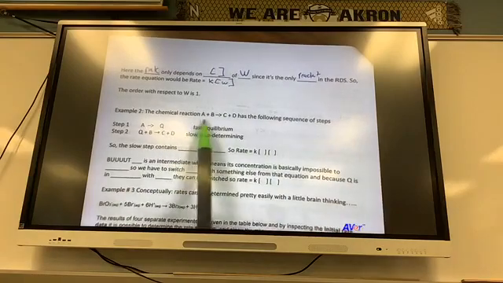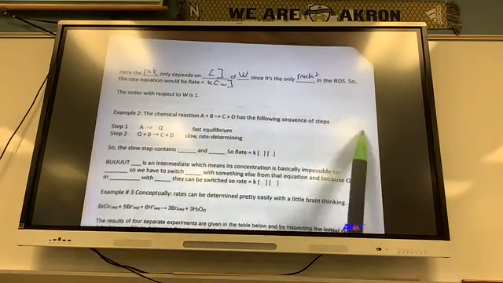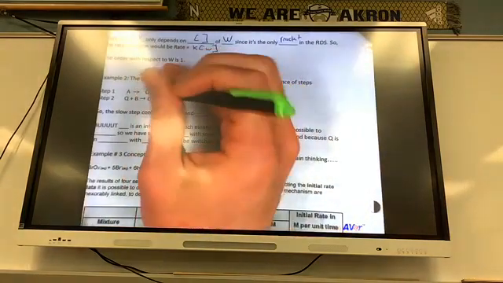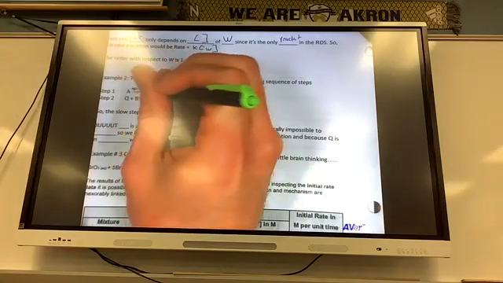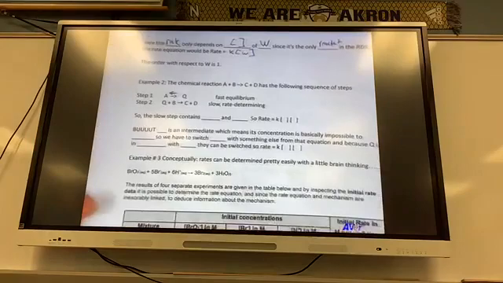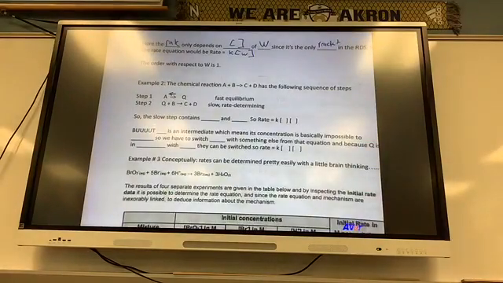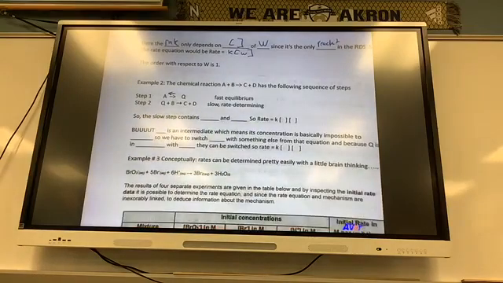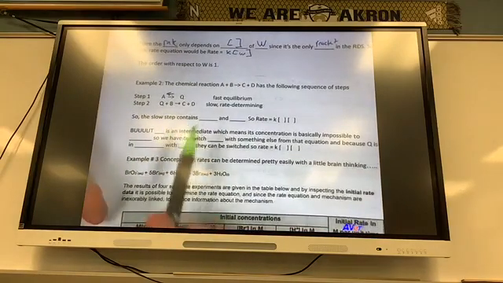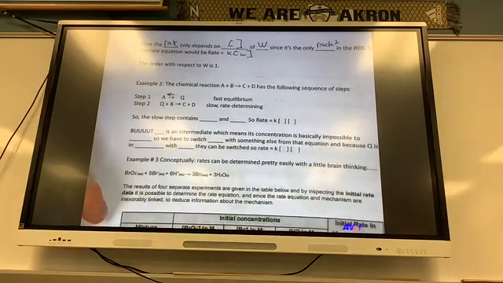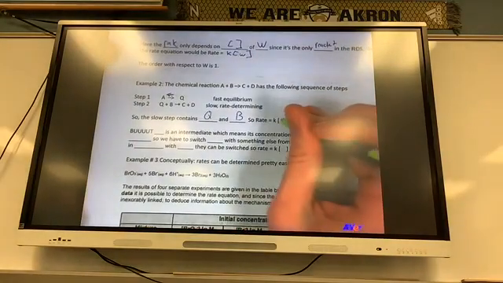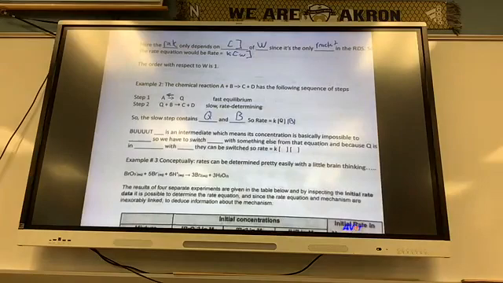The chemical reaction A plus B yields C plus D has the following sequence of steps. Step 1, A goes to Q. This should be equilibrium. This did not copy right. So there should be an arrow going both ways on that. It just says it's the fast step, and it's at equilibrium. Then step 2, Q plus B yields C plus D, not at equilibrium. So the slow step contains Q and B, right? So the rate is going to equal K, concentration of Q times the concentration of B.